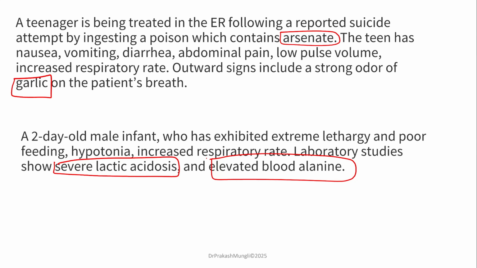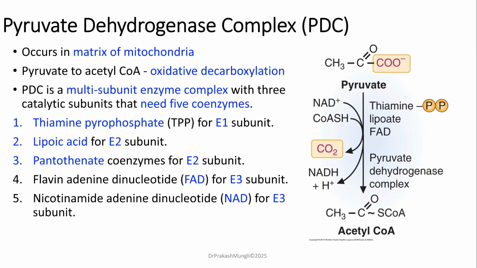So let's get into Pyruvate Dehydrogenase Complex, or PDC. As the name says, it's a complex enzyme. It is there in the mitochondrial matrix. It does the simple thing. What is the simple function this PDC does? It just simply breaks pyruvate into acetyl-CoA. That's it. That's the function of PDC.